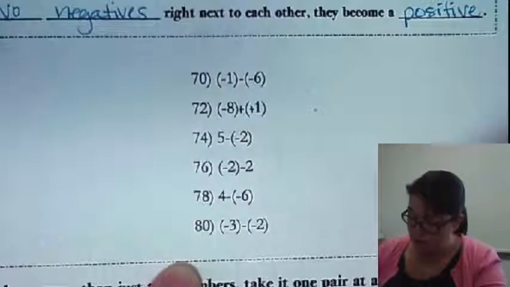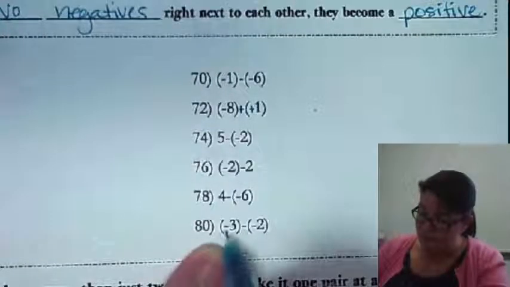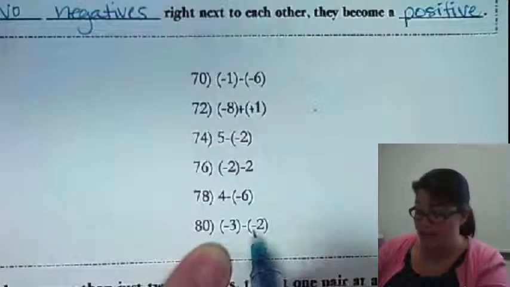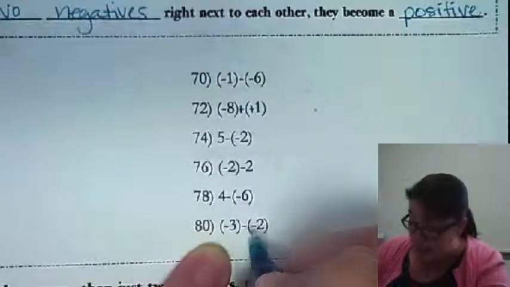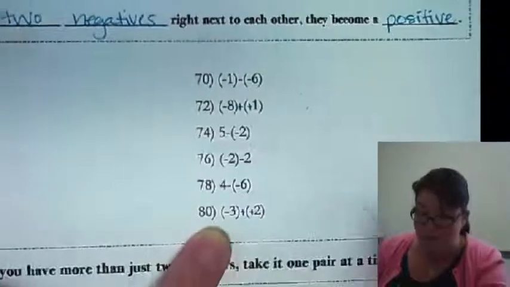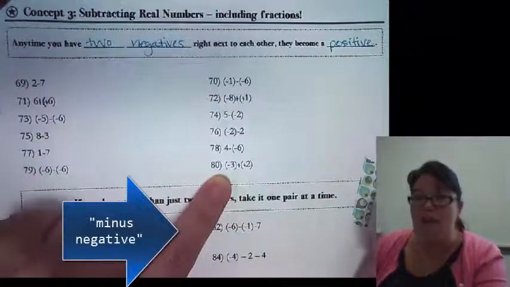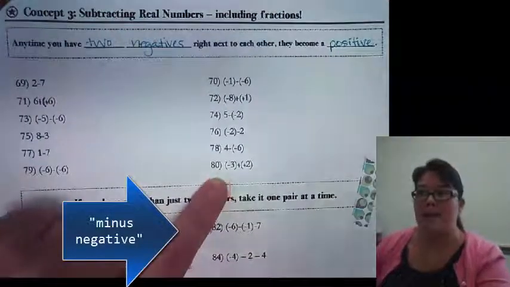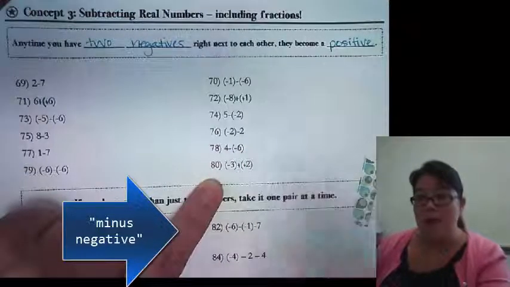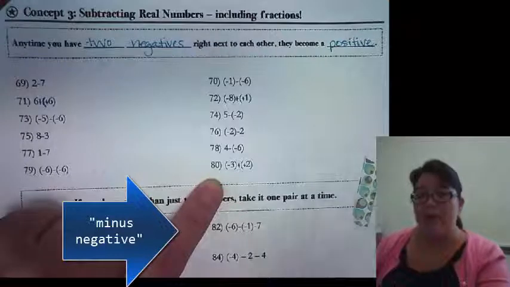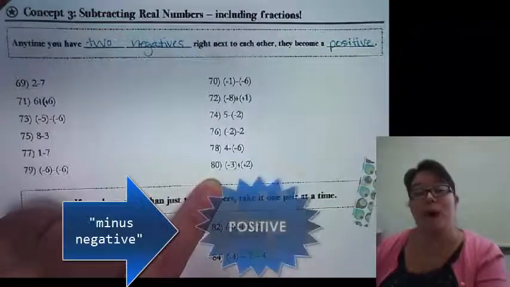Let's see if I see another one. Here's one. Negative 3 minus negative 2. These two are right next to each other. All that's in the middle is parentheses. They are going to become a positive. Okay, so anytime you hear those words minus negative when you read the problem out loud, anytime you see minus negative together, you're going to turn those two into positives.